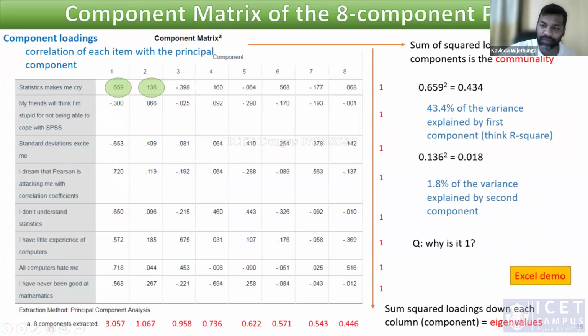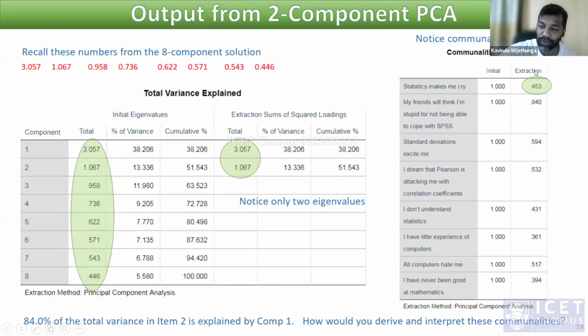So the first one is 0.57. It means what? 44.3% of the first item's variance is explained by component 1, right? 45.3% of the total variance comes from item number 1. Now, 0.84 means 84% of the total variance of item 2 is explained by this component 1, right? Likewise.